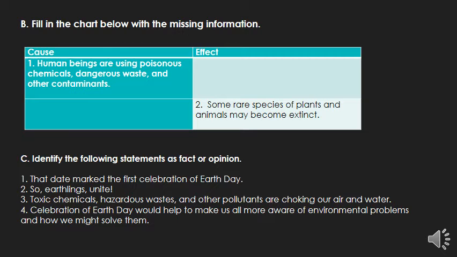We have to fill here in the chart with the missing information. So we have to fill in the effect in the first part and the cause in the second. Human beings are using poisonous chemicals, dangerous wastes, and other contaminants. It means they are choking our air. Some rare species of plants and animals are becoming extinct because they are losing their habitats.